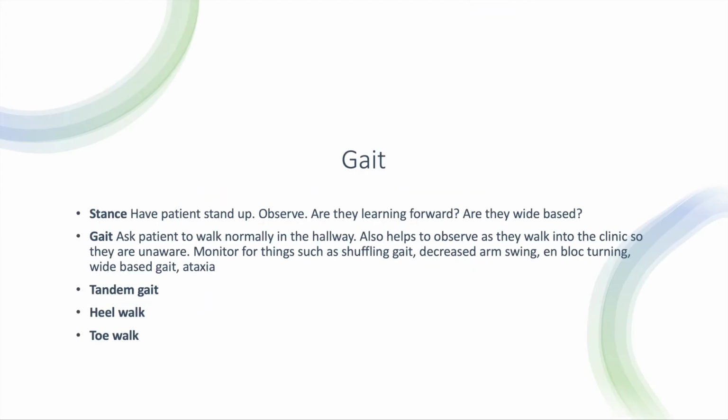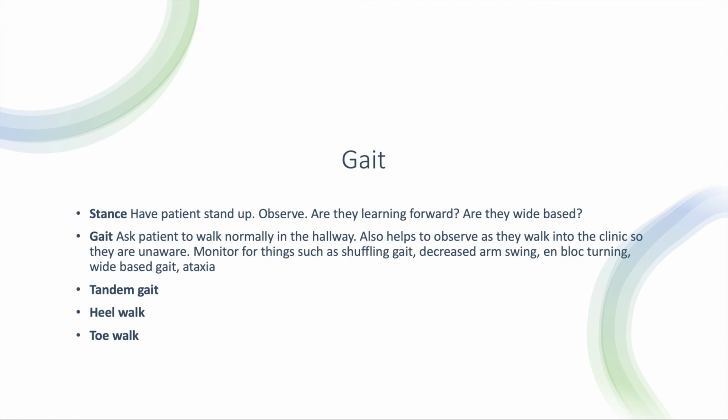Next, we check gait. So usually what we first test is stance, so just have the patient stand up, observe, are they leaning forward, are they wide-based? Leaning forward is often a suggestion of Parkinson's disease or Parkinson's-like syndromes, and if they're wide-based, it's usually a sign of ataxia.